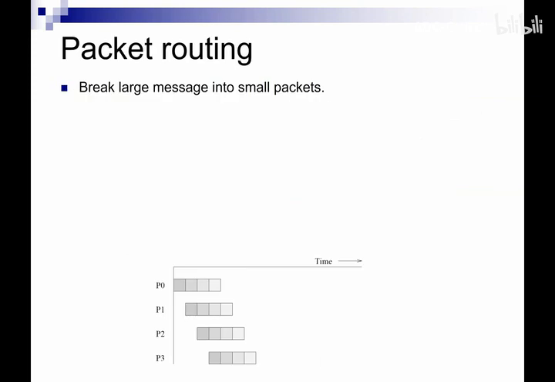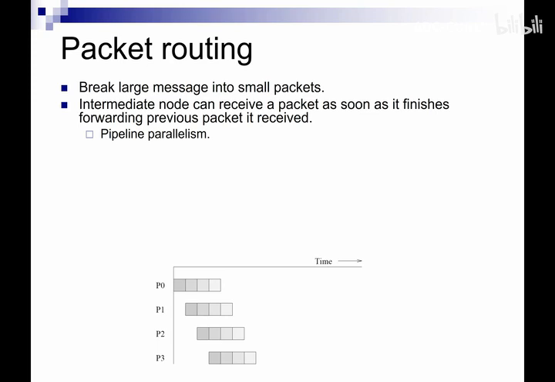Next, let's look at something called packet routing. The difference between packet routing and store and forward is that for packet routing, you're not going to wait until you receive the entire message before forwarding to the next hop. Instead, you're going to take the message and break it into a bunch of small packets, and then you're going to send these packets. As soon as you receive a packet, you can forward it to the next hop on the path.